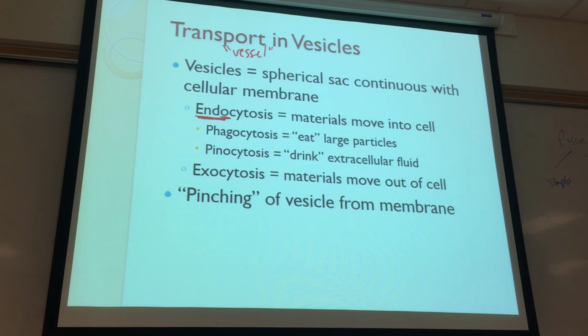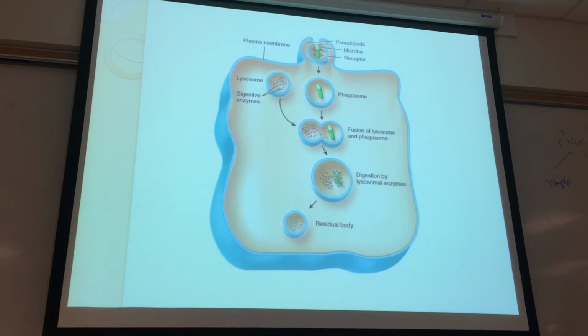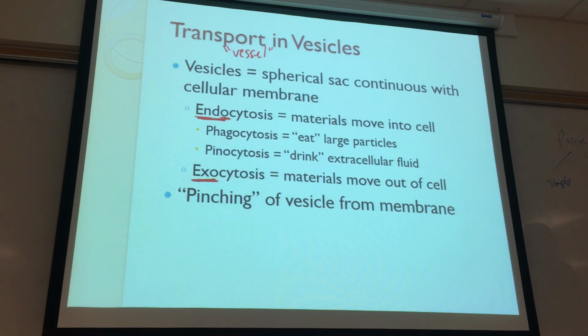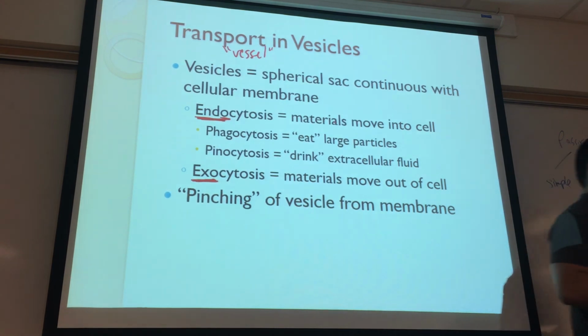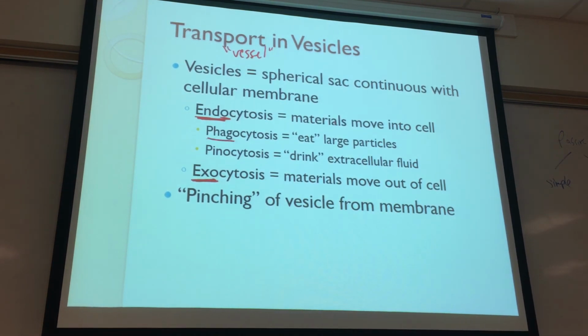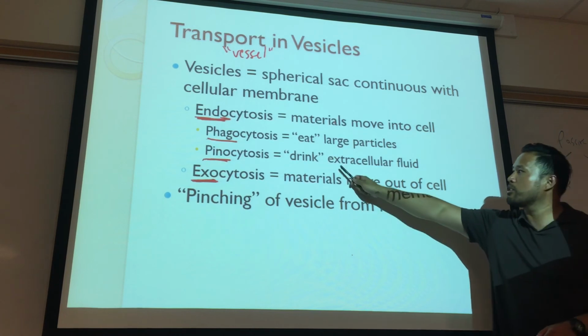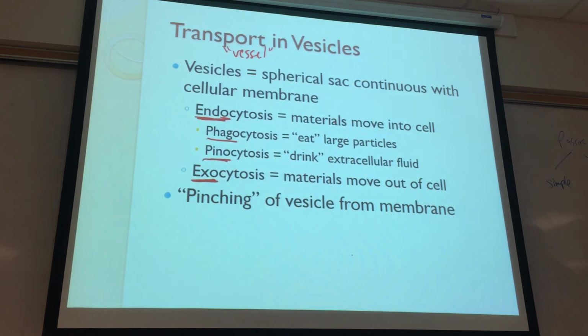If you look at the term, endo means into. So things moving into the cell. The exact opposite is exocytosis, things that move out of the cell. This example is of things moving in, so this is endocytosis. Endocytosis can get broken down into two terms, phagocytosis or pinocytosis. The fundamental difference: phago means to eat, pino means to drink. So phago is to eat large particles, pino is to drink large amounts of extracellular fluid. Whether we're talking about particles or fluid.